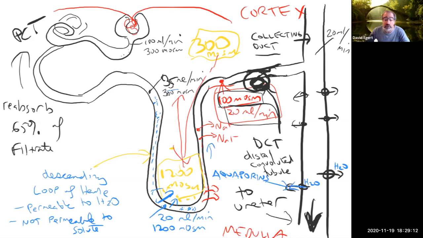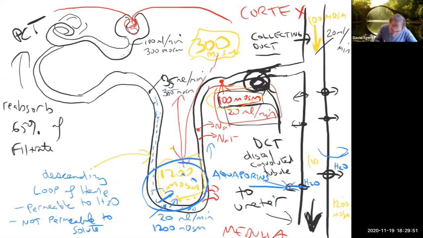If the aquaporins are open, you're going to be pulling a lot of water back into the body because it's 1,200 milliosmolar outside, right? And the stuff coming in is 100 milliosmolar as it's entering. So if it's 100 milliosmolar inside and 1,200 milliosmolar outside, the water is going to go back into the body. The aquaporins are under the control of the hormone you've already got to meet.